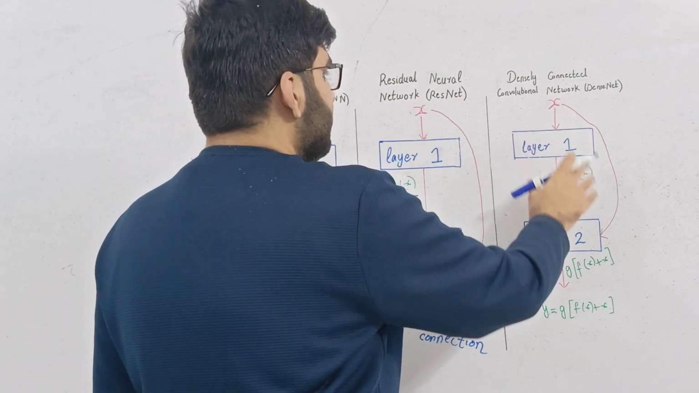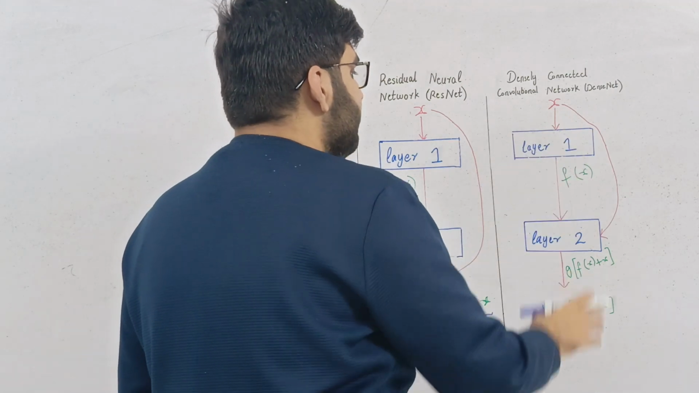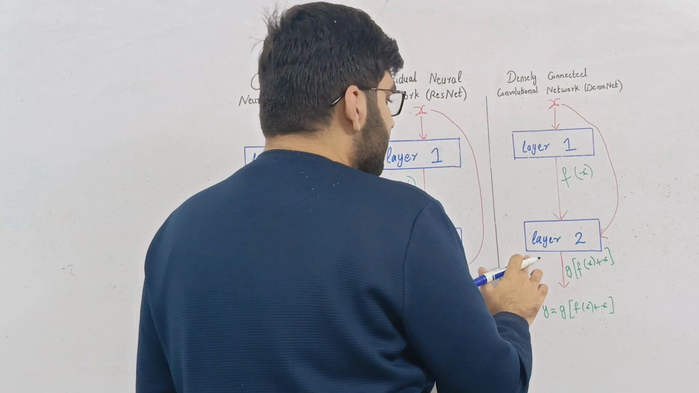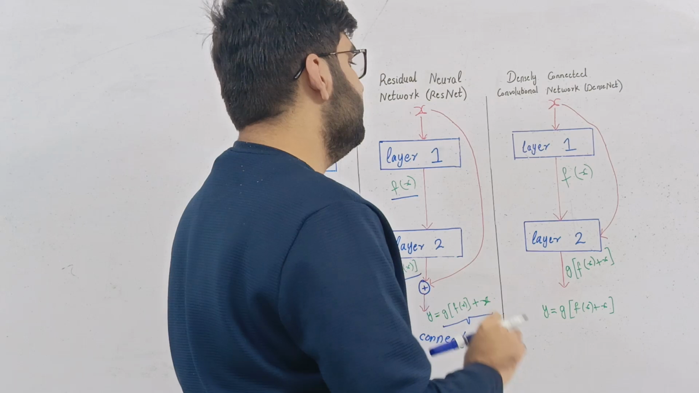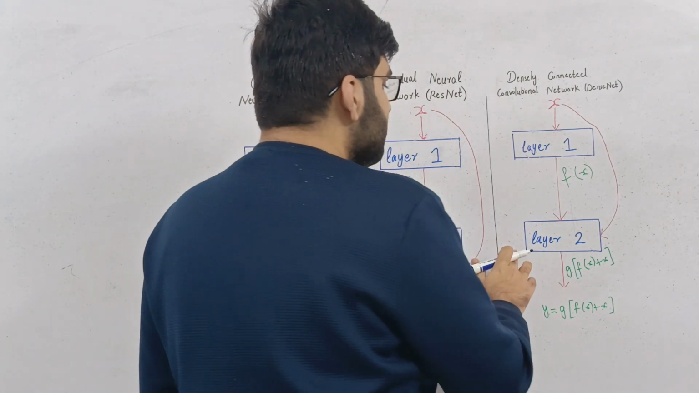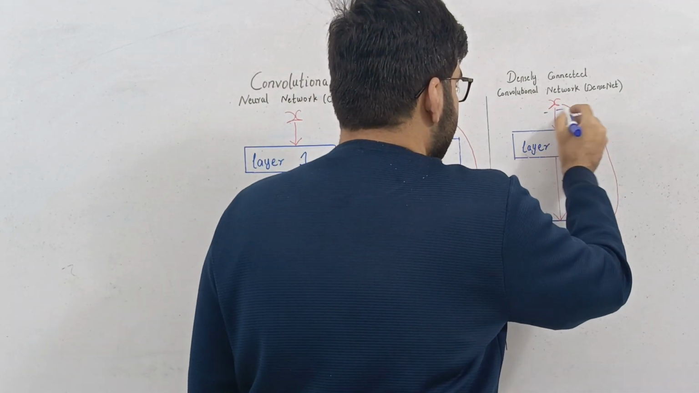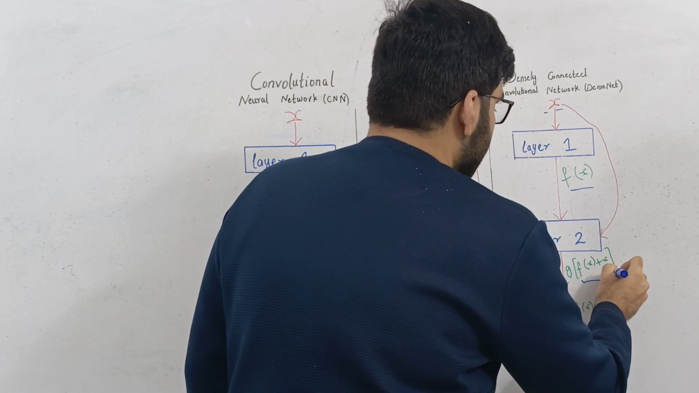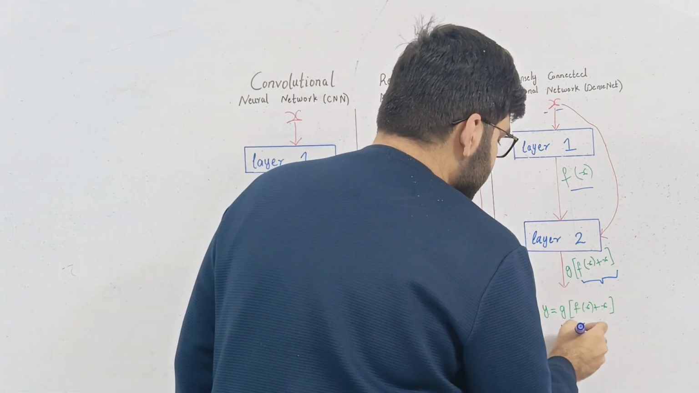Densely connected networks called the DenseNet solve this problem in a different way. In this type of network, each layer's input is the concatenation of the output of each of the previous layers as well as the input. So, for layer 2, the input is the concatenation of f of x and x, which is this. Now, the output is then this, which is here.